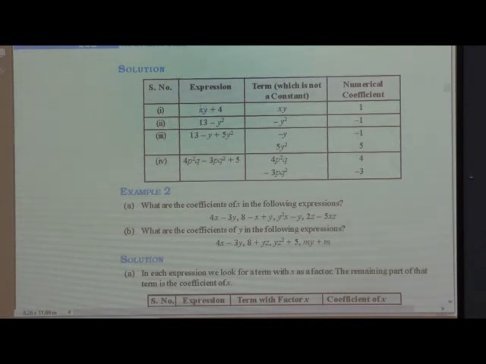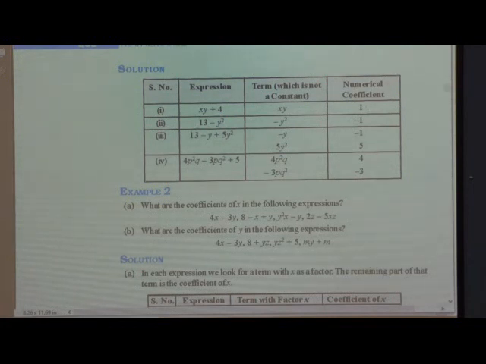The coefficient is always 1. So we will see examples of this. The first expression is given to us as xy plus 4. What is the term which is not a constant? We write it as xy. What is the coefficient? It is always written as 1 times xy. So we write 1 as the coefficient.